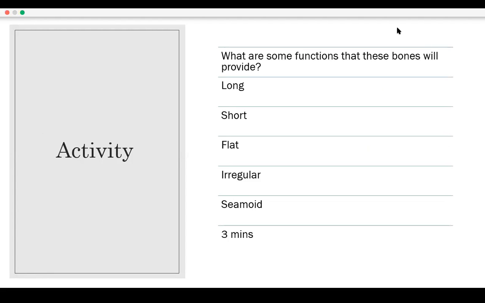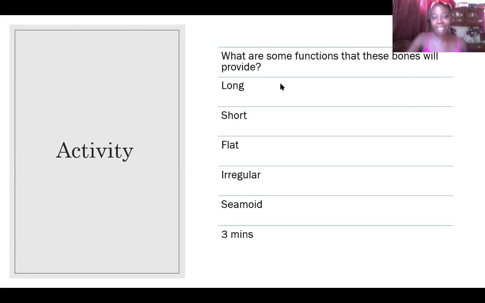Some of the functions it would provide. Put it on my timer. I have 3 minutes. So I answer now? No, you can take your time, write it down if you have to. Or short, rather, just talk it out now.